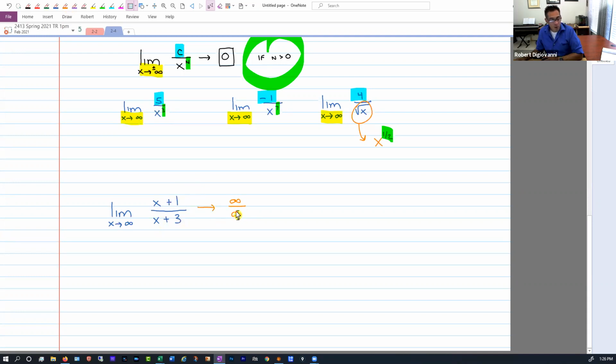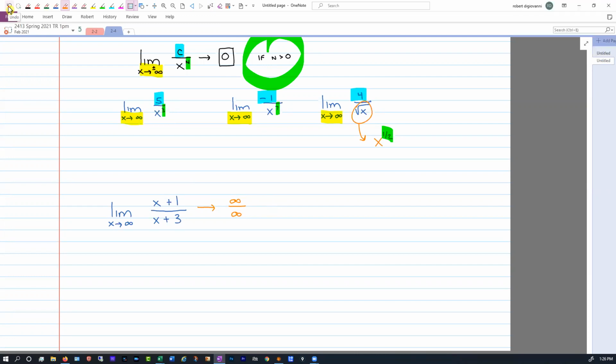Now, just like before, these aren't numbers. So you can't just say, oh, those cancel out and it becomes a 1. No, you cannot say that because these are not fixed numbers. So we have this new form that we have not seen. Have we seen this yet? We have not seen this yet.